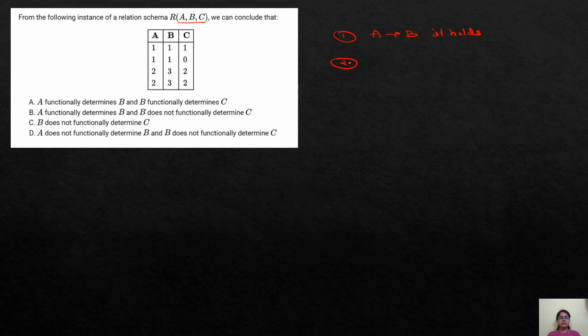Let's go to point number 2. It says B functionally determines C. Let's check whether B functionally determines C holds or not. For A, we had only one value for 1, but for B, here 1 has two values for C: here it is 1 and here it is 0. So this is not allowed. It should have only one value, but here for 1 we have two values.